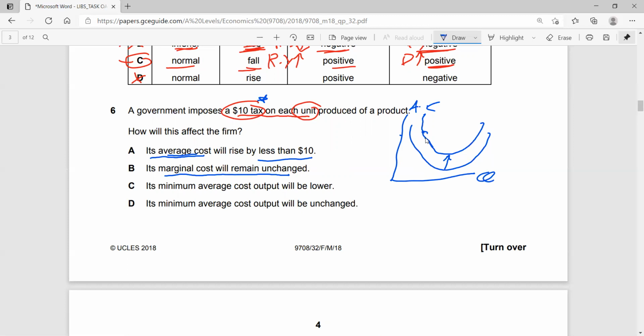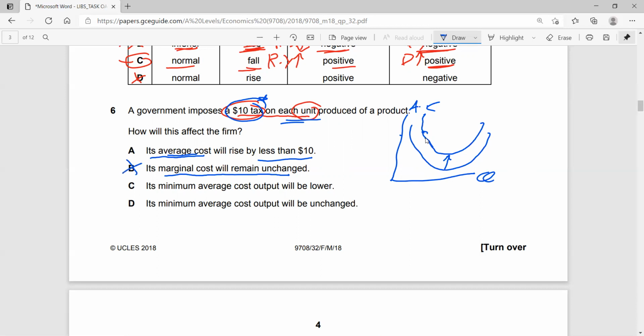So maybe initially the marginal cost is $5, but now every additional unit you produce, you also have to pay a $10 tax. So it increases your cost with every additional unit by 10 on top of your marginal cost. So your marginal cost would increase. It would increase by a value of $10.